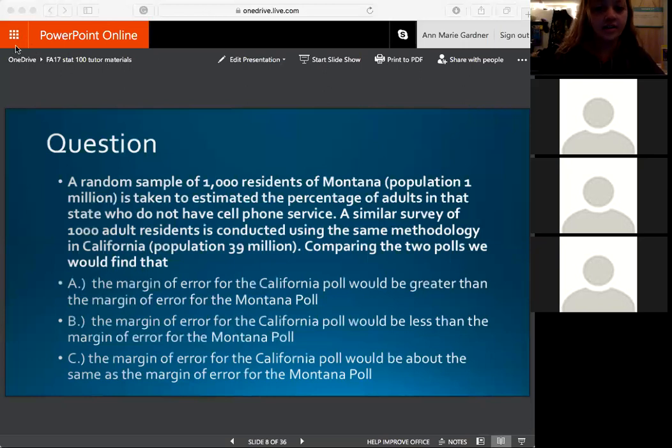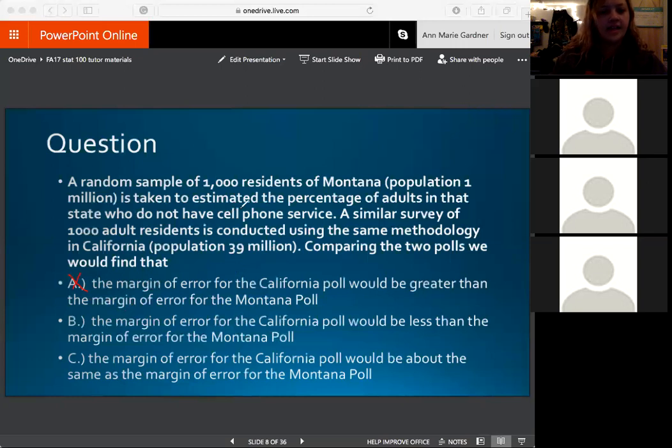All right, all great answers. So let's look at this one. Remember, our margin of error is not affected by our population size, because our margin of error is affected by our sample size. So if we read through these, for A, it says the margin of error of the California poll will be greater than the margin of error for the Montana poll. That's not true, because we can't say that in terms of the population. That's not what we're looking at. That would be if we're trying to discuss the size, that we have a bigger population for California than Montana.